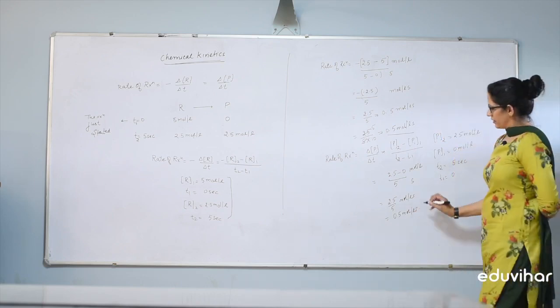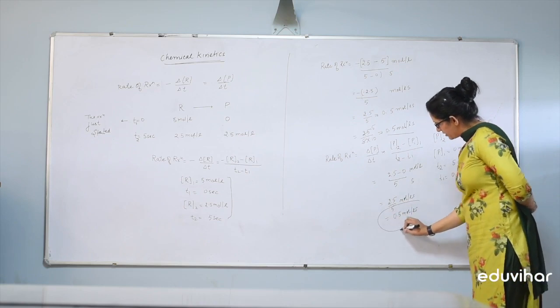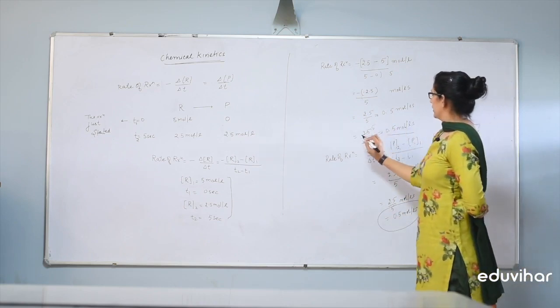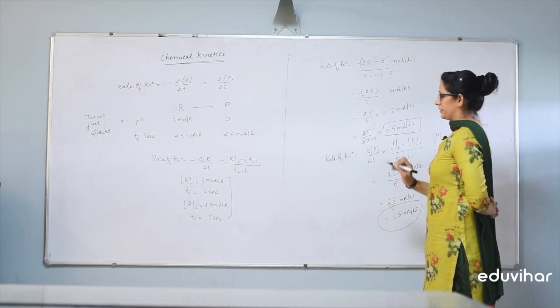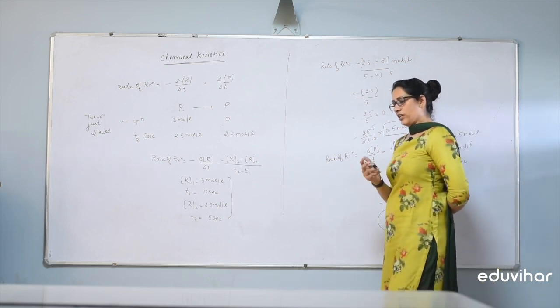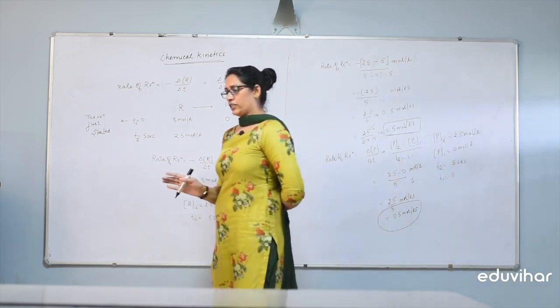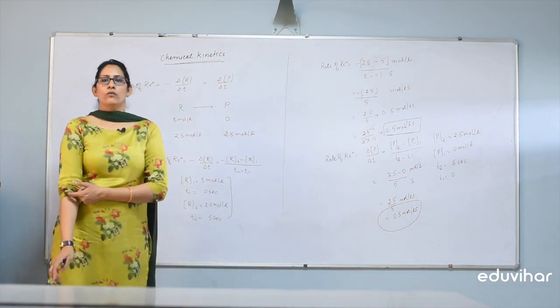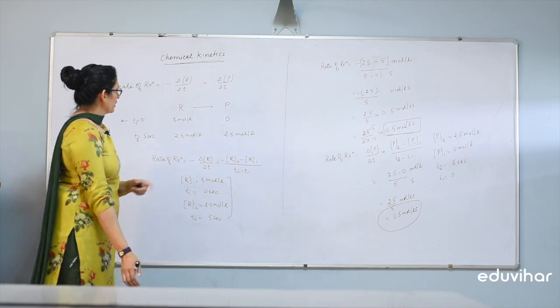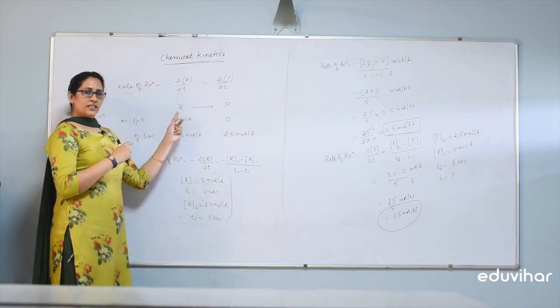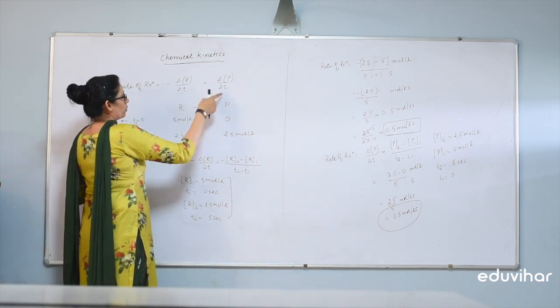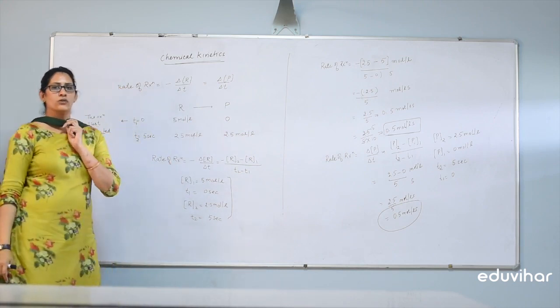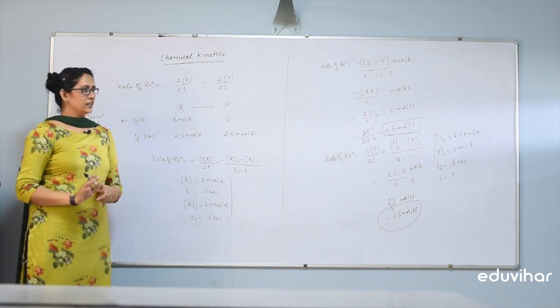It means this is the same as in terms of reactant. This shows whenever we calculate rate of reaction in terms of product or in terms of reactant, that always remains the same, because the disappearance of reactant is always equal to the appearance of product. I think this is clear.